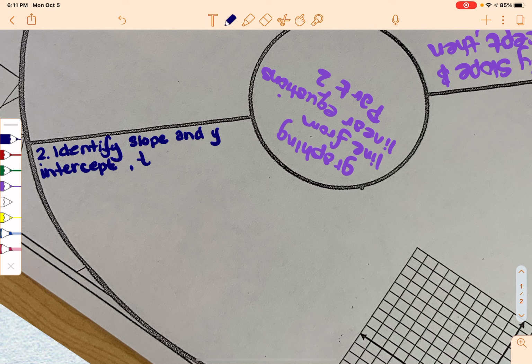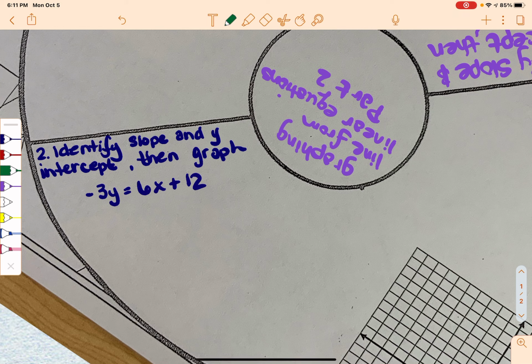And then graph. So far, every single one of these has had the same directions. So -3y equals 6x plus 12. Now, again, we were talking about the fact that the y is not by itself. So I've got to get rid of this. So it's -3 times y. So the opposite of multiplying by -3 would be dividing by -3.